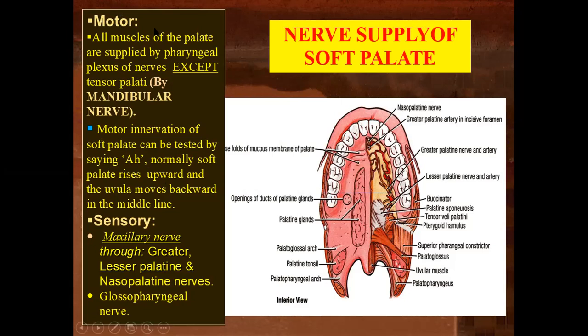All are supplied by the pharyngeal plexus except the tensor palatini, which is supplied by the mandibular nerve.